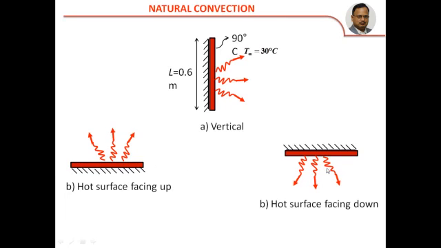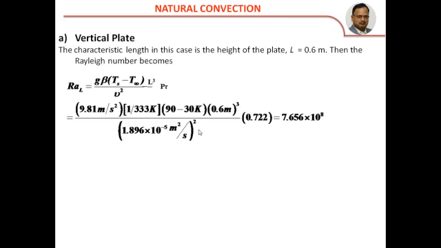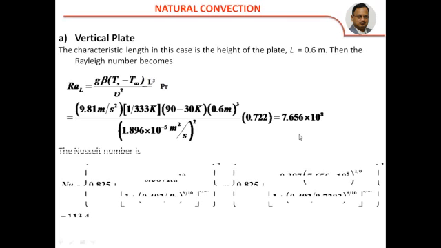And for these horizontal positions, the characteristic dimension is surface area by perimeter, whereas for a vertical position, the characteristic dimension is the length or height of the plate. So take case by case. First, vertical plate, the characteristic dimension is 0.6 meters. Rayleigh number is Grashof number into Prandtl number. Grashof number is g beta delta T L cube by nu square. So with L equal to 0.6, you will get 7.656 into 10 power 8.